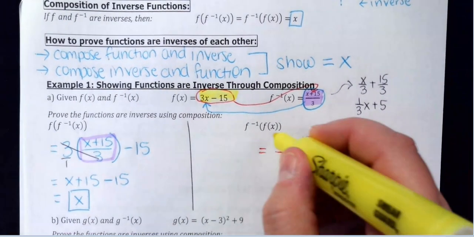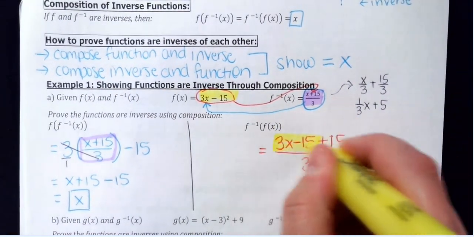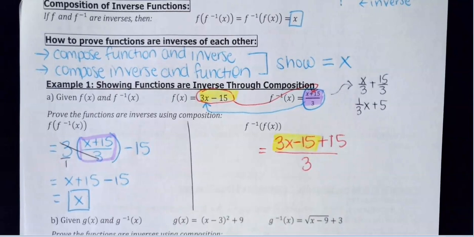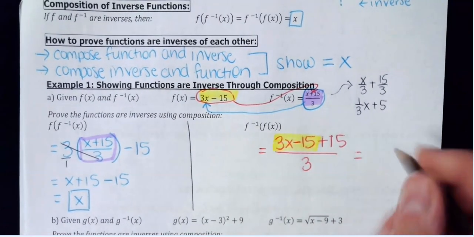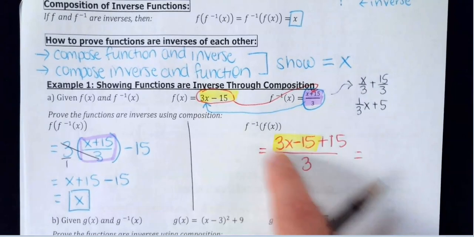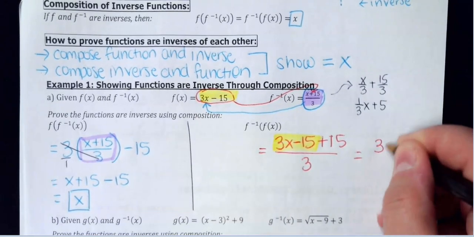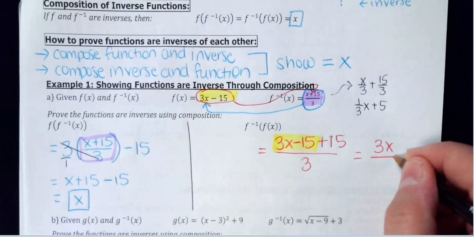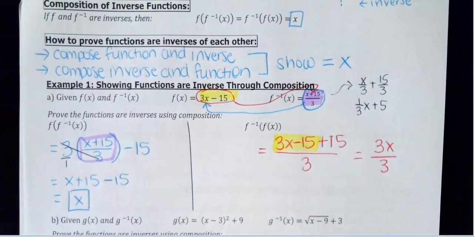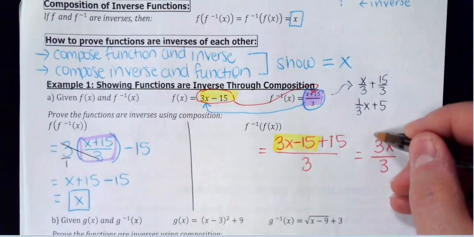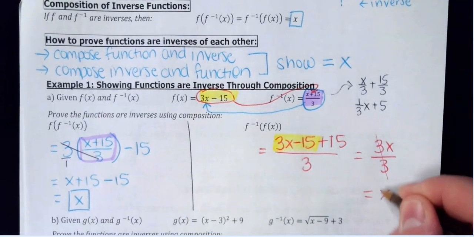So this is me replacing the x with the original function. Okay, now if you look at that fraction, you can simplify the top a little bit, right? The 15 and the negative 15 just cancel each other out. So on the top, I would just have 3x over 3. And then this is just a little review, just division here. The 3's cancel out, and this simplifies to be x.